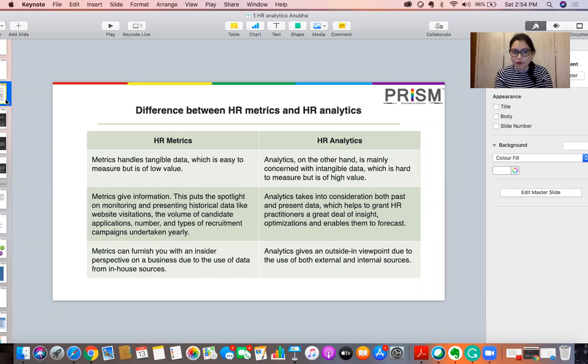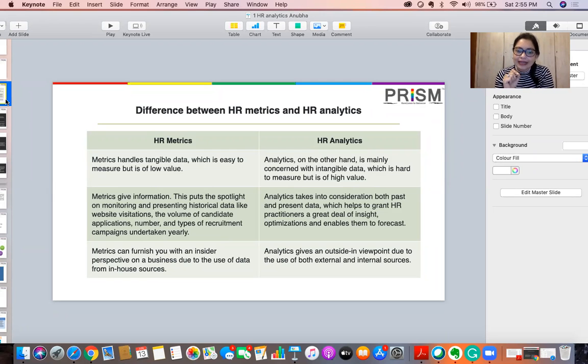Metrics actually give information. It could be a spotlight, it could be monitoring, or it could be presenting past record data. It could be on the number of people who applied for the job, the age segments they belong to, the types of recruitment campaigns we are undertaking, and the actual benefit out of them. Finally, it gives you an insider perspective of the business, because we are using in-house data to understand this. That's how HR metrics gets used very strongly.